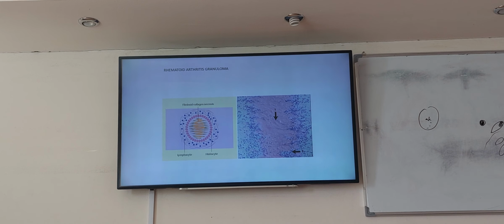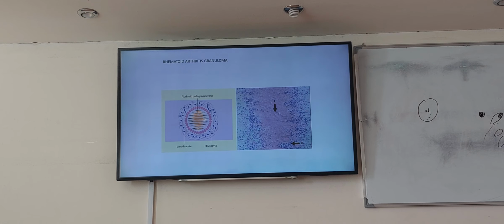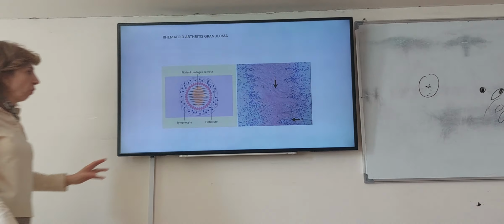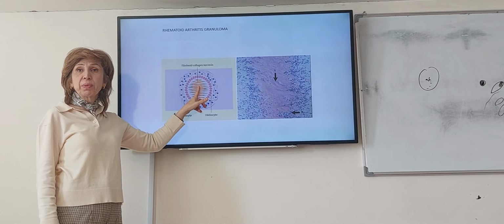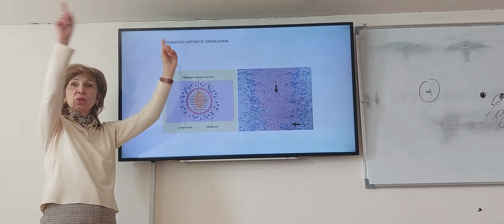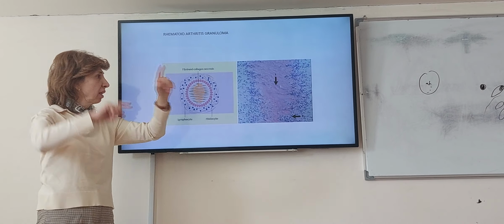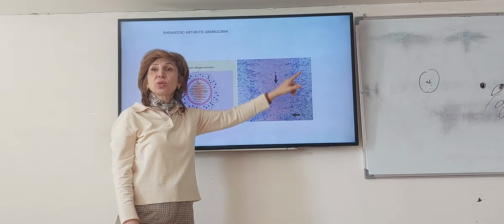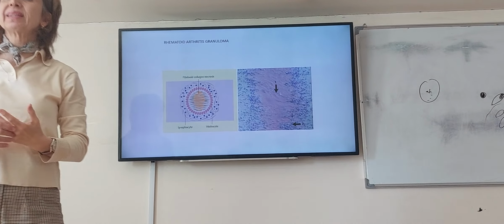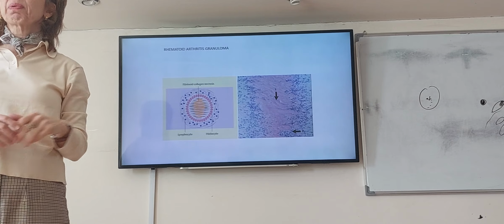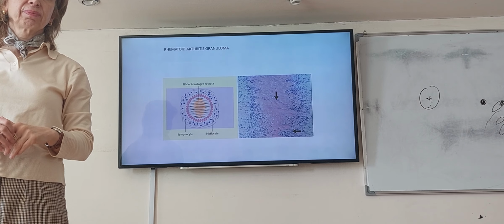Now, rheumatoid arthritis, I will see central, it is palisading. Remember this. Why? Because you will see in the central part this fibrinoid, and surrounding it will be palisading. Okay? These histiocytes with lymphocytes are called necrobiotic, which means in the central part you have fibrinoid necrosis.